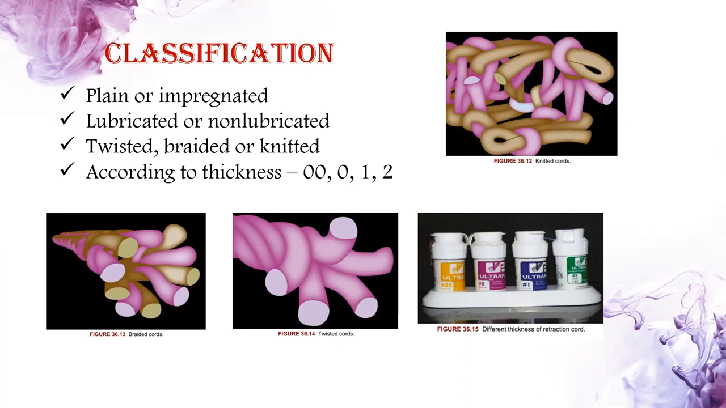Knitted cords are made of compressible interlocking chains which transport a greater amount of chemical agent. Braided cords do not separate easily and do not unravel while they are being inserted. Knitted and braided are most preferred.